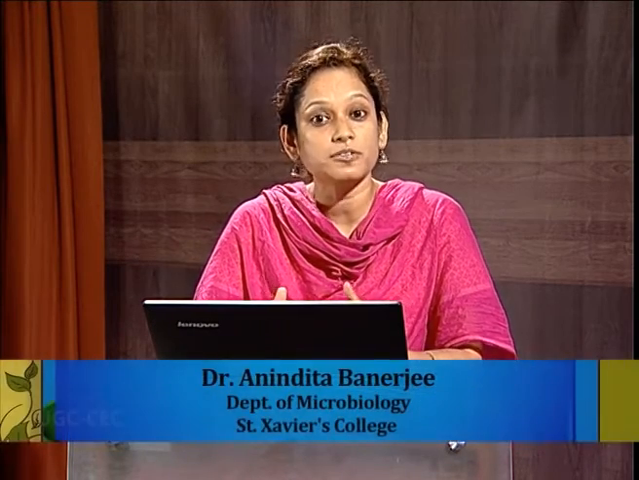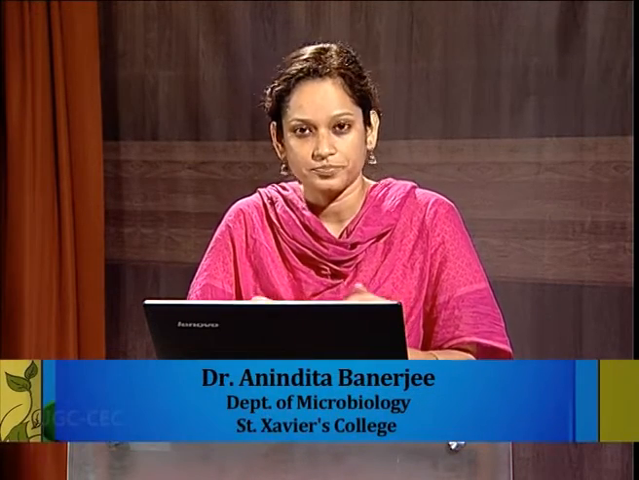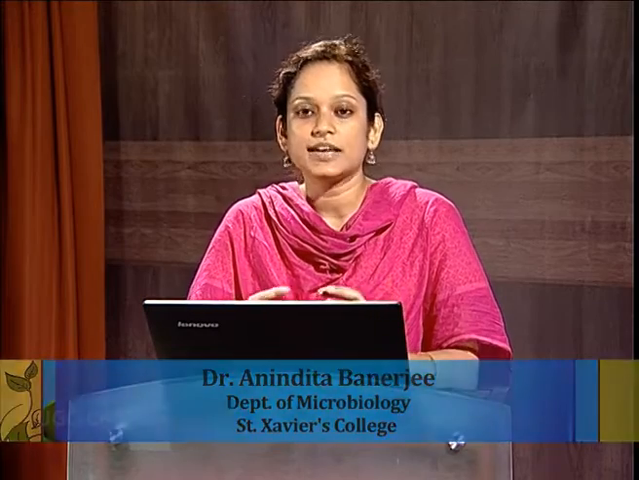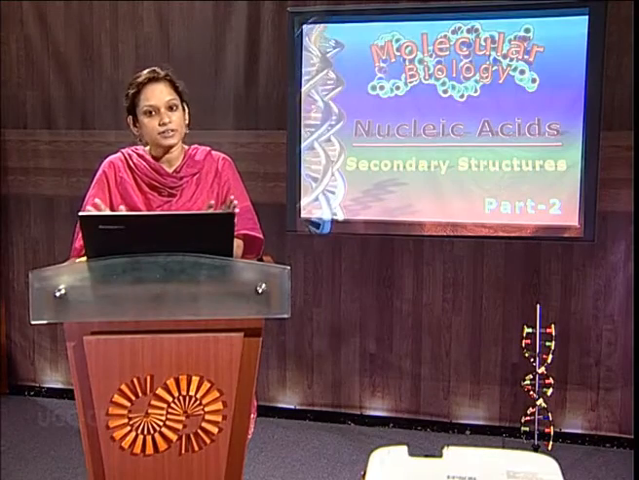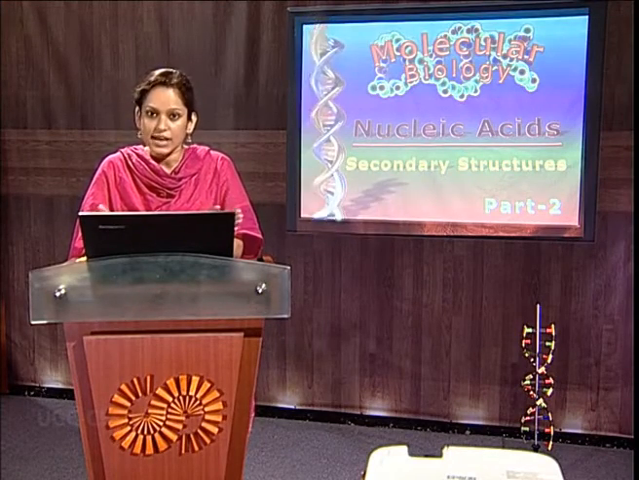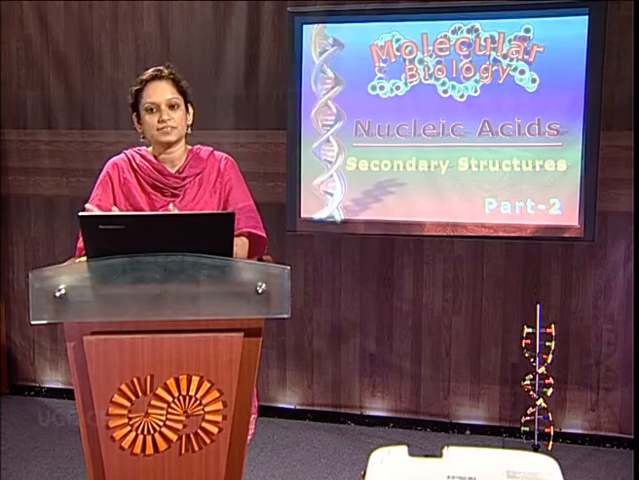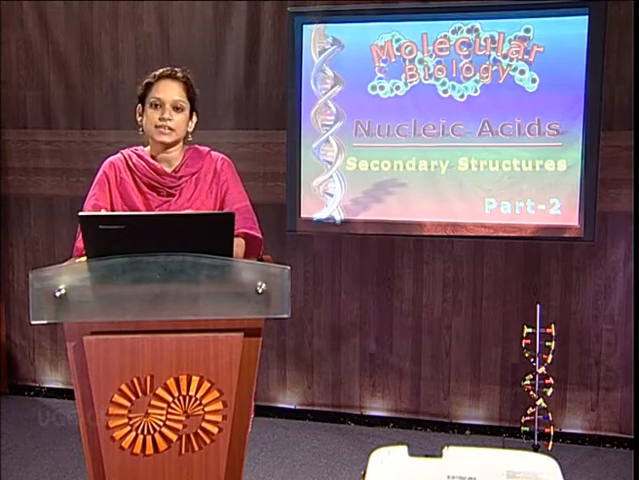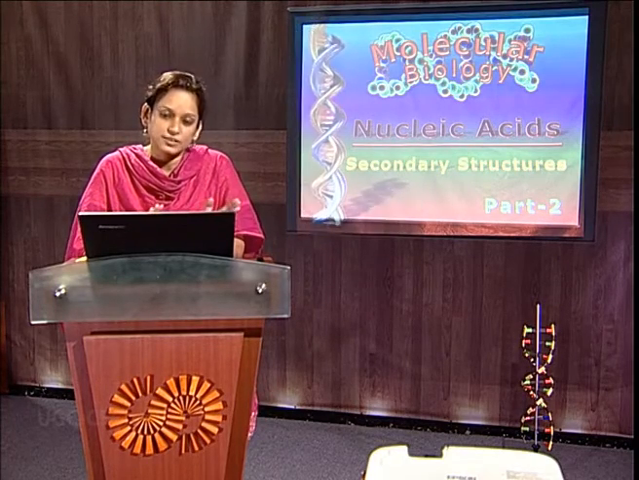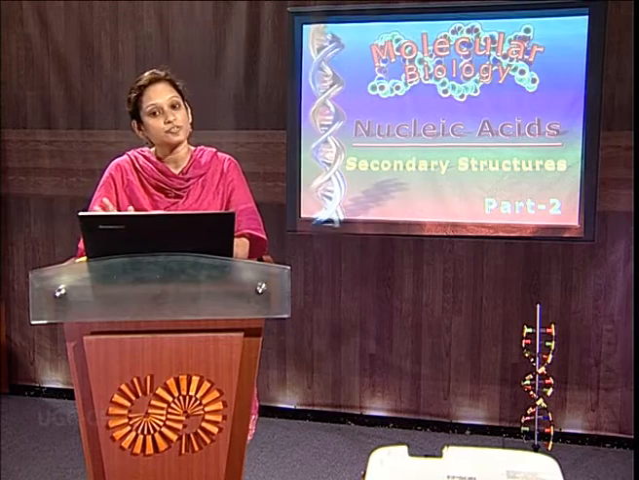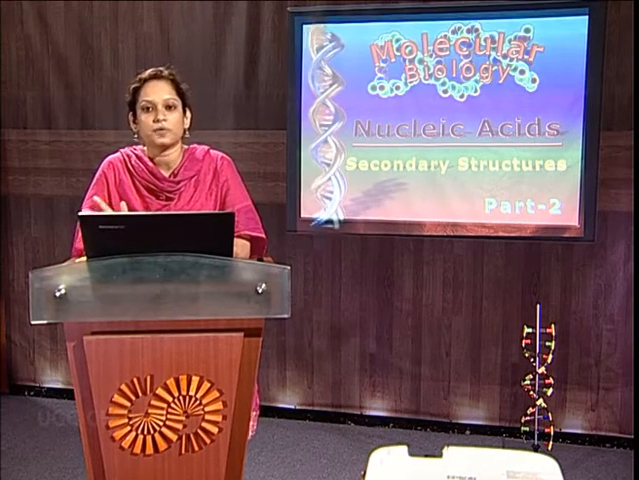If you remember, we have talked about the primary structure of DNA. What is the primary structure? It is a linear polymer of nucleotides which are joined to each other by strong covalent bonds called phosphodiester bonds. The polynucleotide chain has a polarity at its 5' and 3' ends. It contains a phosphate group at the 5' end and a hydroxyl group at the 3' end.